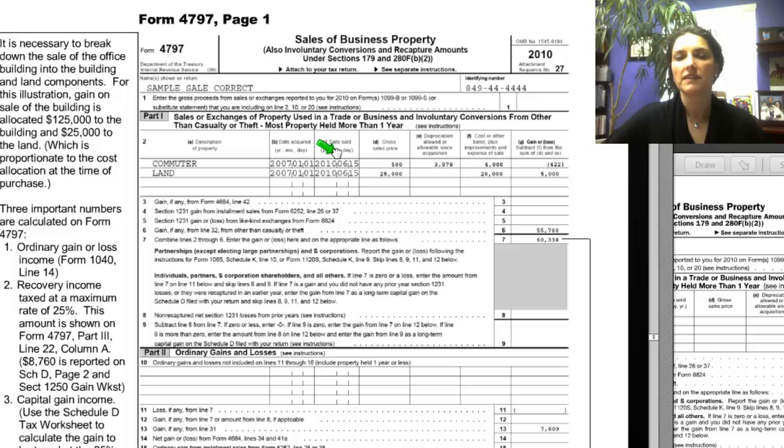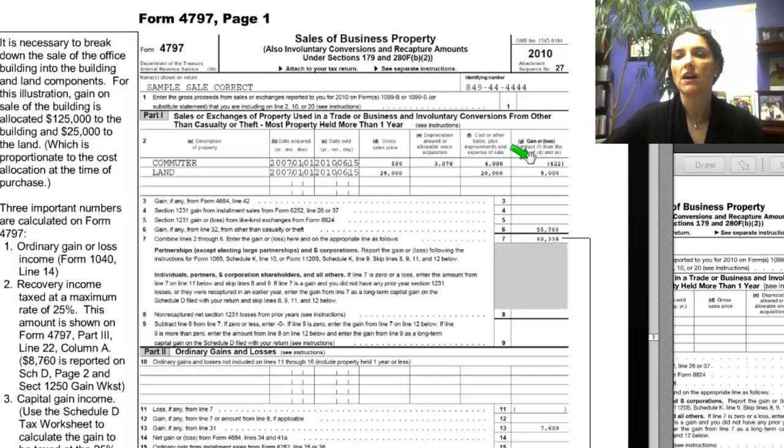We show the date acquired, the date sold. We show the sales proceeds from the sale of the computer. We show the sales proceeds from the land. We have the depreciation allowed, which was $3,078, and the cost or other basis of $4,000. So we end up with actually a loss on the sale of the computer. But on the land, we originally purchased for $20,000, we sold for $25,000, and we have a $5,000 profit.